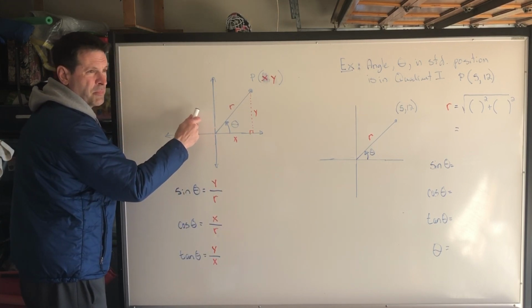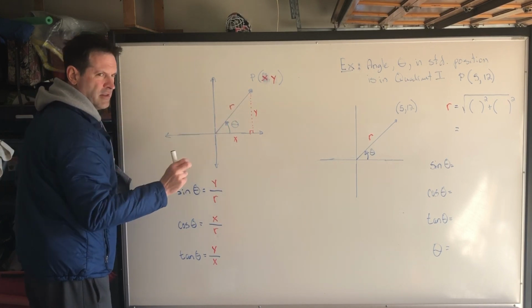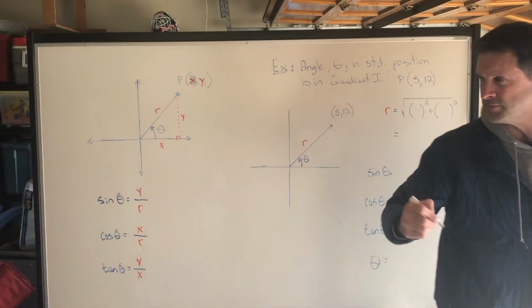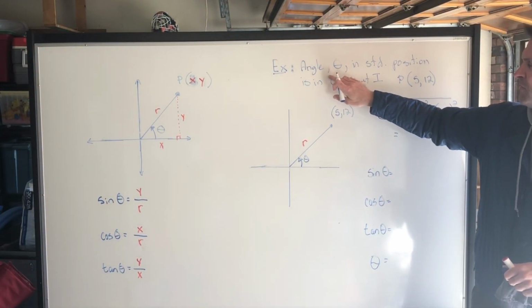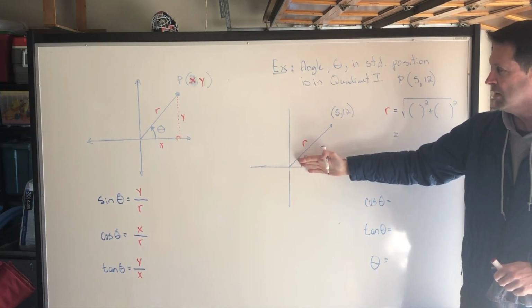R is always positive, and when point P is in quadrant 1, the x and y coordinates are positive too. So let's go through this one here. Some angle in standard position is in quadrant 1. That's what we have represented here.